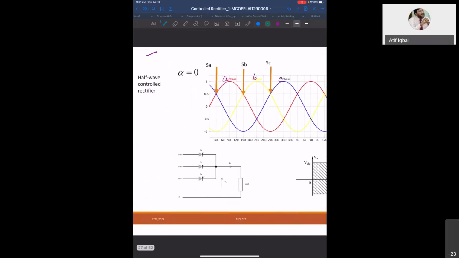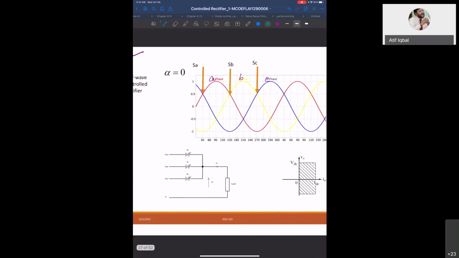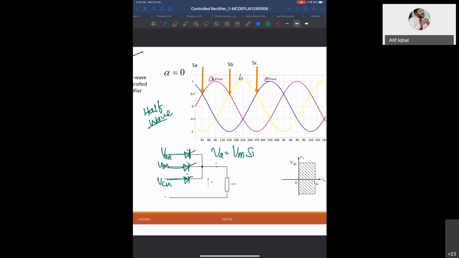Now, let us see three-phase. So for the three-phase rectifier, we first assume a half-wave rectifier. This is your thyristor, which is connected to VAN. Then this is another thyristor, which is connected to VBN. This is a thyristor connected to VCN. So A, B, and C. Now VA is Vm sine omega t. VB, or VBN, is Vm sine omega t minus 2 pi by 3. Then VCN will be Vm sine omega t plus 2 pi by 3.